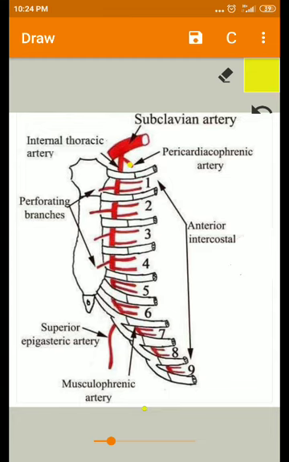So up to the level of the second or third costal cartilage, posteriorly it is related to the endothoracic fascia. And below this level, this artery is separated from the pleura by the sternocostalis muscle. Sternocostalis is one of the parts of transversus thoracis, originating from the inner side of the sternum. So this is about the relations on the posterior aspect of the internal thoracic artery.